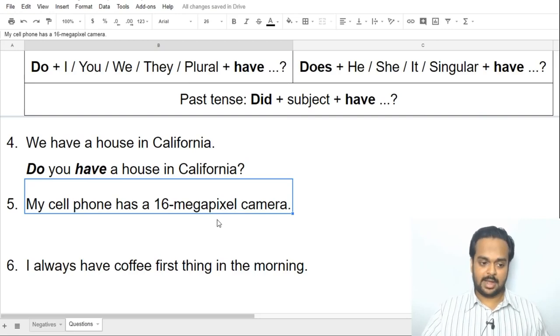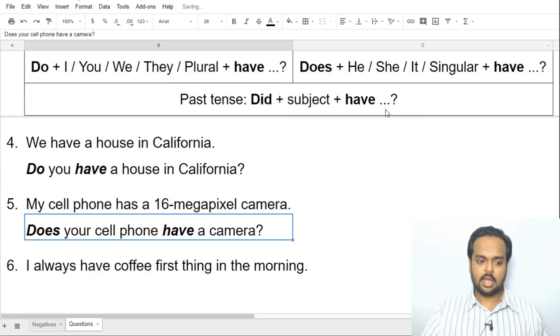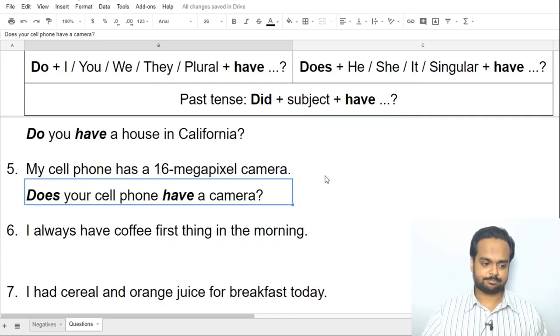My cell phone has a 16 megapixel camera. Does your cell phone have a camera? Or does your cell phone have a 16 megapixel camera?